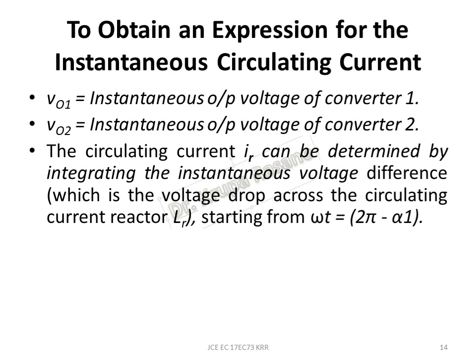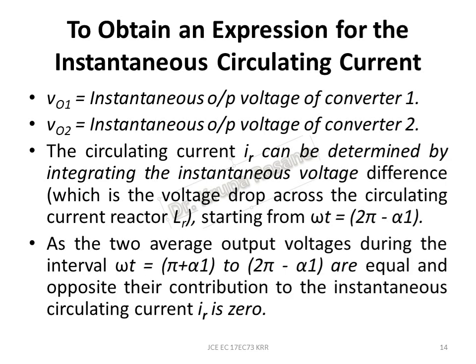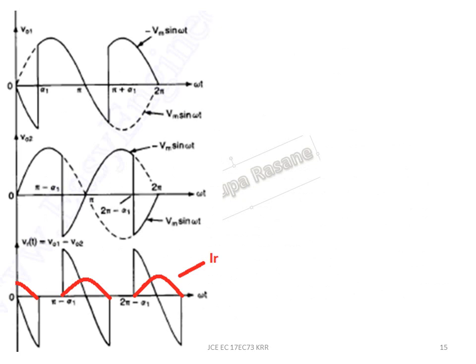Okay, starting from omega t equal to 2 pi minus alpha 1. As the two average output voltages during the interval omega t equal to pi plus alpha 1 to 2 pi minus alpha 1 are equal and opposite, their contribution to the instantaneous circulating current IR is 0. Since the instantaneous voltage across the two converters, that is across the inductor, is different, there is a circulating current that will flow.